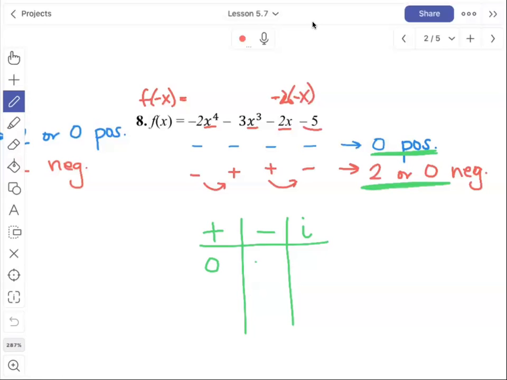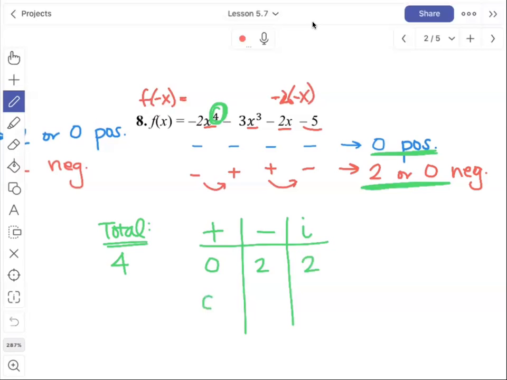2. Okay. How many should I expect in total? Look at the highest exponent. 4. Okay, so I have 4 total. How many imaginary numbers must I have? I need to have 4 total. I have 0 positives. I have 2 negatives. So I need to have how many? 2. Okay.